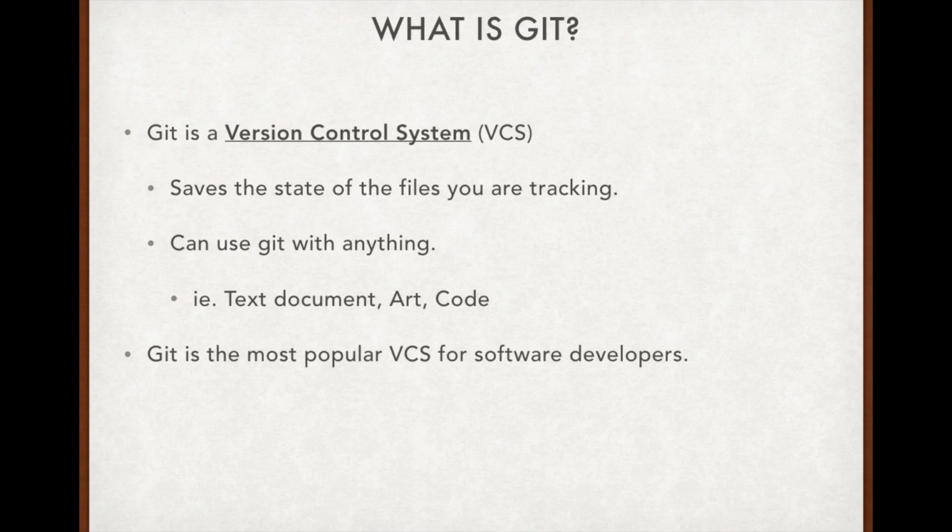To get started, if you haven't used Git before, Git is a version control system, which means it tracks and saves the state of the files every time you commit to Git. You can use this with anything. It doesn't have to necessarily be code. Another thing you can do is also text documents or art. Git just happens to be the most popular version control system for software developers, but there are other options out there. They're pretty interchangeable. There are differences, but if you learn one, you should be able to use another.